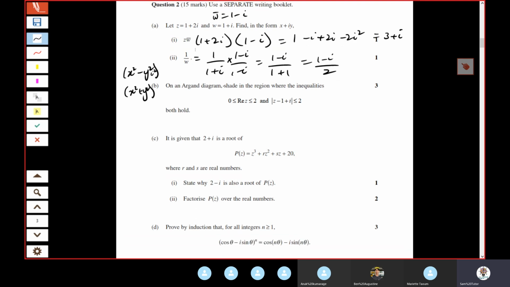All right, let's do these ones. On an Argand diagram, shade the region where the inequalities 0 less than real of z less than 2 and the modulus less than or equal to 2 both hold. Anyone remember how to draw the first one or how it works or what it means? 0 less than or equal to real of z less than or equal to 2.